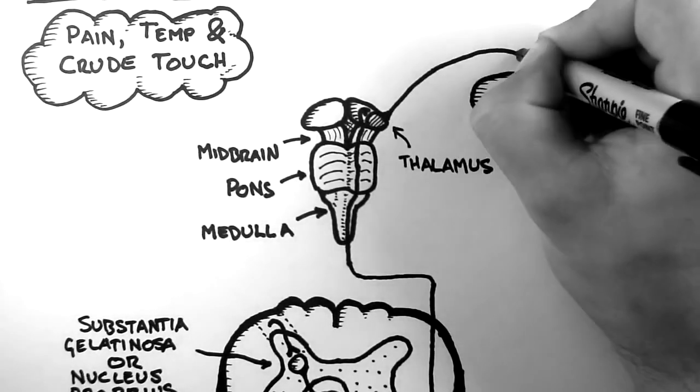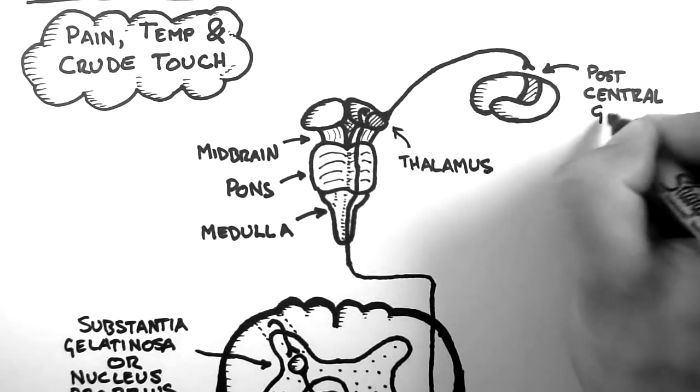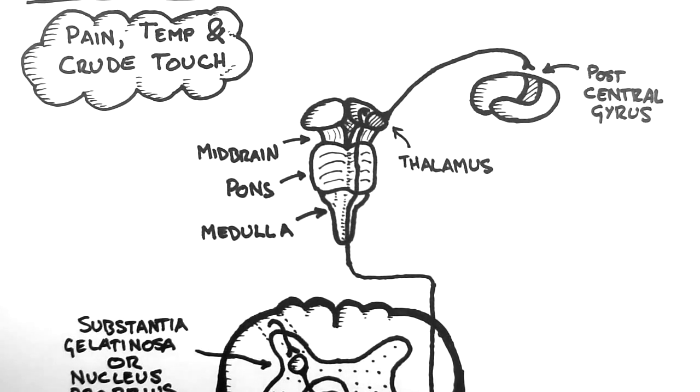The thalamus then sends projections to the post-central gyrus of the cortex. This is the same part of the cortex to which the dorsal column medial lemniscus pathway projected. They both project to the post-central gyrus because they are both sensory pathways, and the post-central gyrus is a primary sensory area.